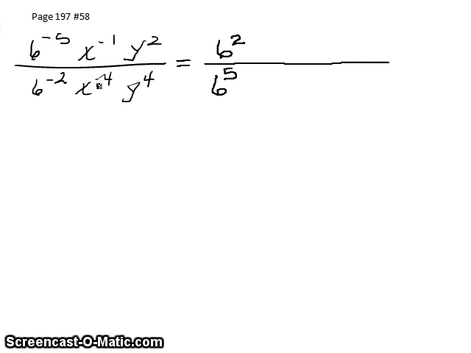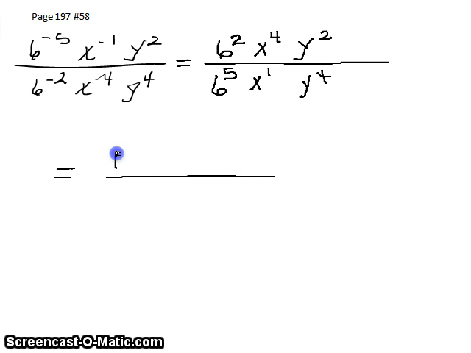Now let's do our x's. Our x to the negative 1 needs to relocate to the bottom and become x to the positive 1. Our x to the negative 4 needs to relocate to the top and become positive 4. Our y's. Y squared is already a positive exponent, so it's not going to go anywhere. And our y to the 4th is also already positive, so it's not going to go anywhere. Now it's just a matter of simplifying.